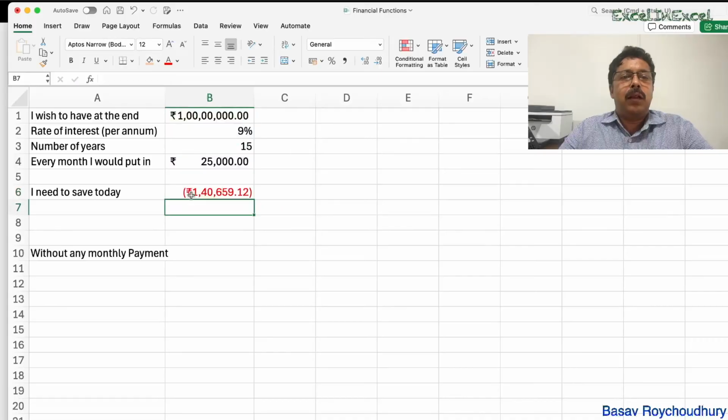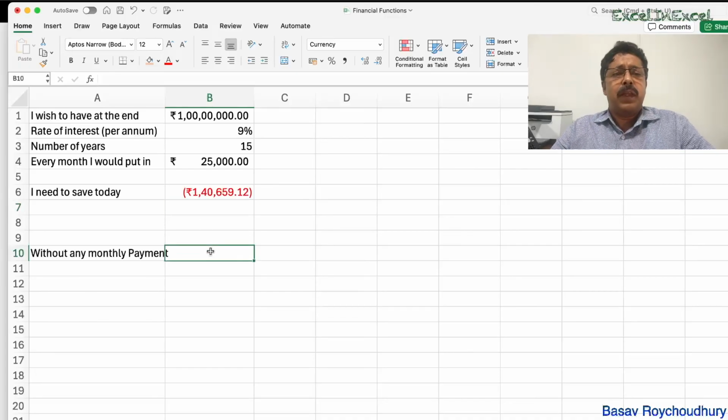In that case, I'll need to deposit 1,40,659 today to reach that future value. What does it mean? It basically means that if I just pay 25,000 every month for 15 years at 9% interest rate per annum, I will still not reach 1 crore rupees. To do that, today I'll have to save 1,40,700, say 660 for now, and every month I'll have to give 25,000. In that case only, I'll be able to reach this. So this is my lump sum initial deposit that I'll have to make.